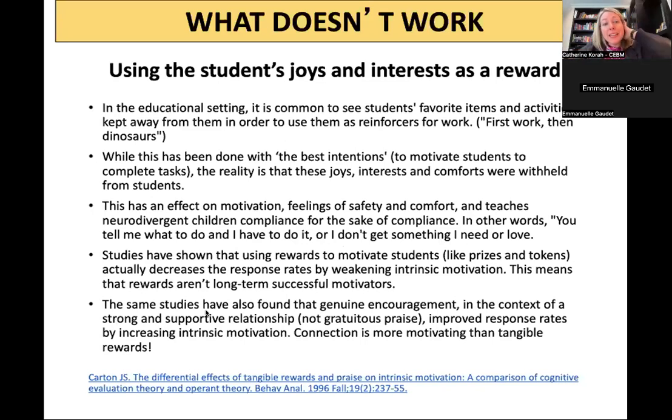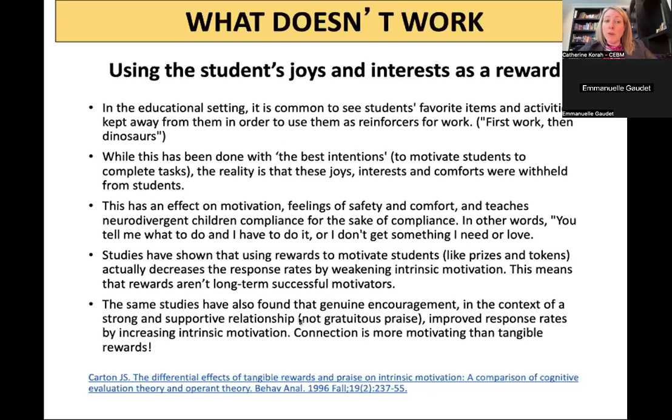And so studies have shown that using rewards to motivate students, such as prizes and tokens, actually decreases the response rate by weakening the intrinsic motivation. So rather than them being motivated by their own desires, they are doing it for the pure, simple reason of pleasing the adults. And so this means that the rewards aren't successful in the long term. They only work for so long.